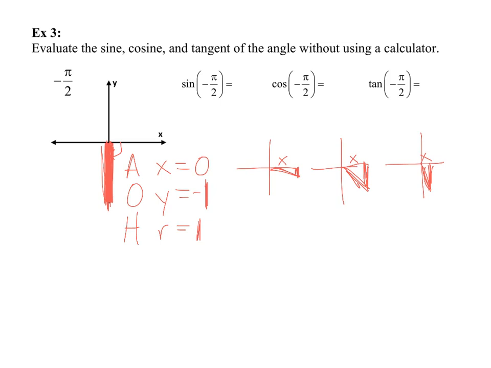All right. So now we could answer all our questions. What is opposite over hypotenuse? It's simply -1 over 1. And what is cosine? Adjacent over hypotenuse. And tangent is opposite over adjacent. And if 0 is under, that means it's undefined.